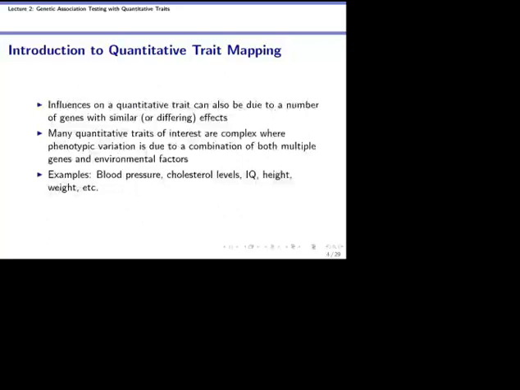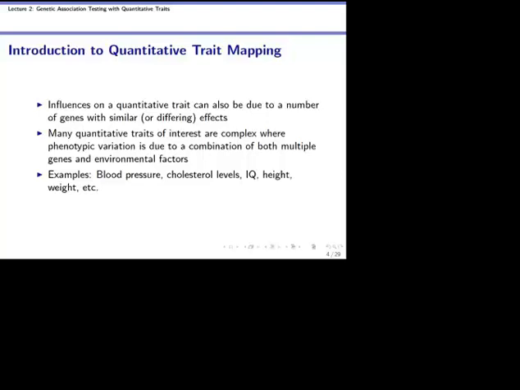Influence on a quantitative trait can be due to a number of different things. It can be due to genes, but most traits of interest are complex, right? So it's not just genetic factors. There's gene, environment, and then sometimes complex interactions between gene and environment. That's why it's been very difficult to identify genetic risk factors for a lot of different quantitative traits, because there are so many different environmental factors acting on the genes and interacting in such a complicated way that it's difficult to model them.